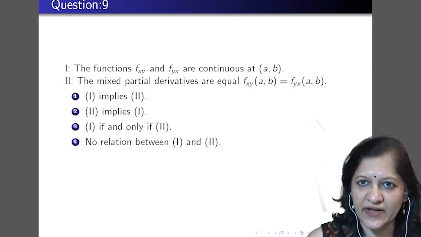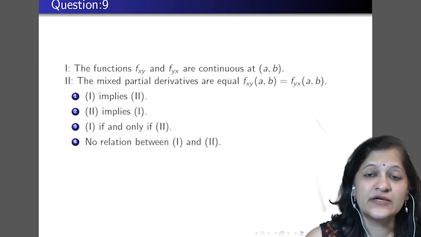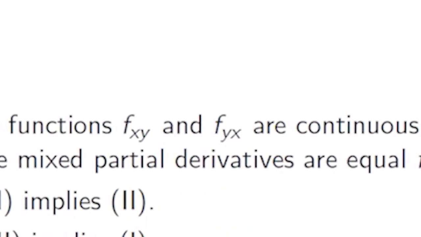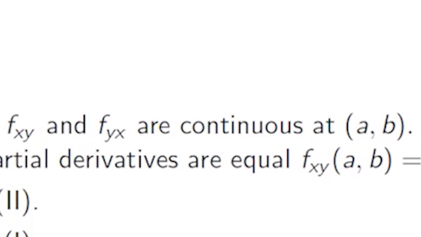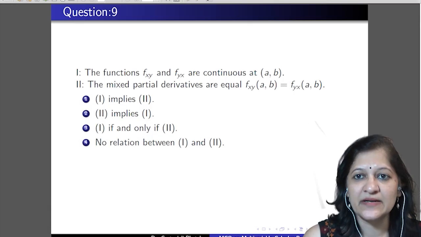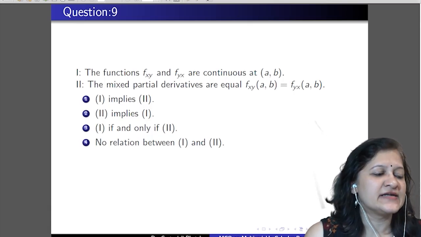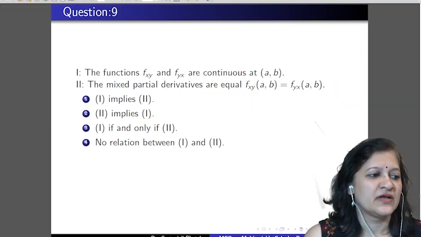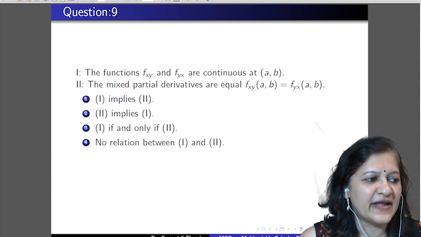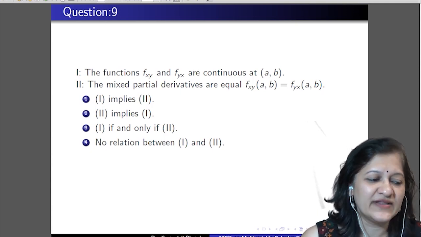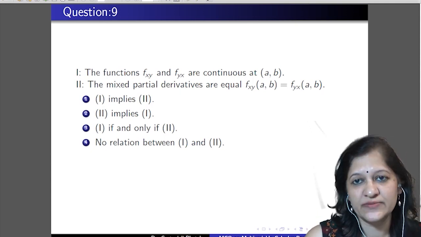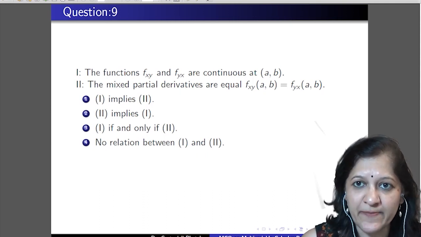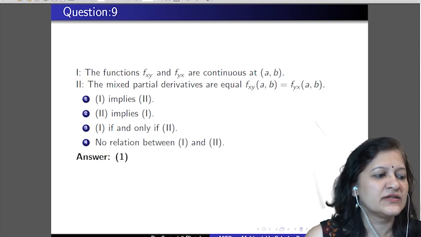Now, this is a theoretical question. There are two statements. First, the functions fxy and fyx are continuous at point (a, b). These are mixed partial derivatives. And second statement, the mixed partial derivatives are equal. There are four options: 1 implies 2, 2 implies 1, 1 if and only if 2, and no relation between 1 and 2. Now you need to know some theory for such questions. The answer is 1.